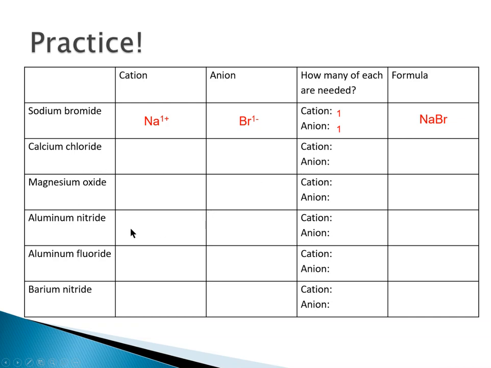Now let's look at calcium chloride. Calcium is 2+, and chloride is 1-. So I have to think about what the lowest charge they could possibly share is. Well, if I kept one calcium ion and had 2 chloride ions, that would make a total positive charge of +2 and a total negative charge of -2. So the formula is CaCl2.